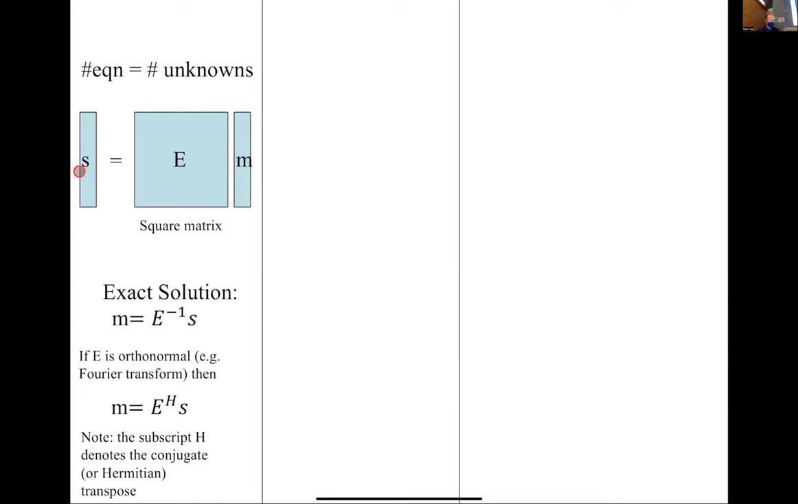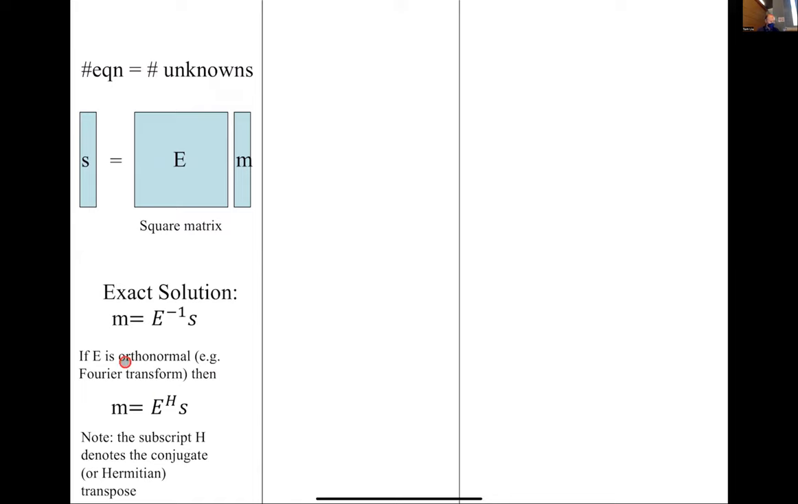So let's remind you, if you go back to high school and maybe college, if you have a linear system of equations and the number of equations equals the number of unknowns, then that can be represented with a square matrix. The number of unknowns is the number of columns, and the number of equations is the number of rows. So in this case, what you hope for is that E is invertible, and then you can just find the inverse of E, and M equals E inverse S. That's where you learned about things like the determinant and all these formulas that you are probably happy to not have to use anymore.